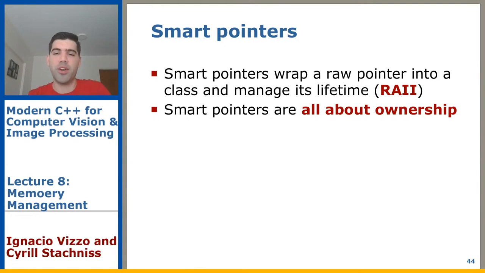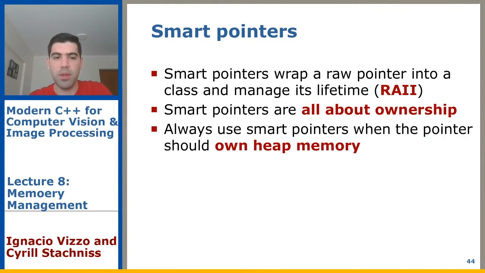Smart pointers are all about ownership, so you always need to think on the ownership level, and always use a smart pointer when the pointer should own heap memory. Again, if it's a small object, just throw it on the stack. If this variable should not be alive during the runtime of your program, just throw it on the stack. It's fine. You should use the stack.